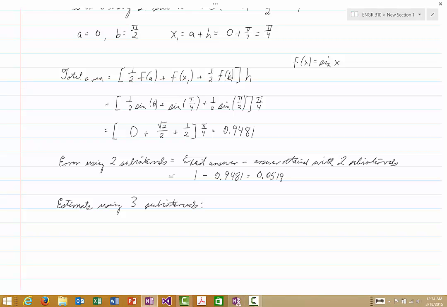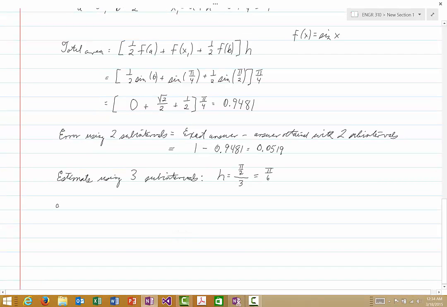Okay, so I hope that you were able to do that on your own, but if not, here is how we would go. H in this case will be equal to pi over 2, which is the length of the entire interval. And this time we divide by 3, since we have 3 subintervals in this case. So H will be equal to pi over 6. Now A is still equal to 0, and B is still equal to pi over 2.